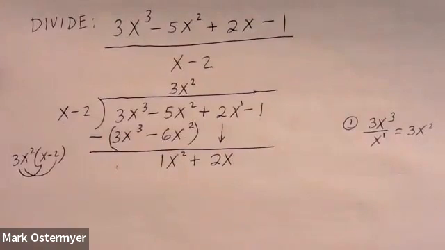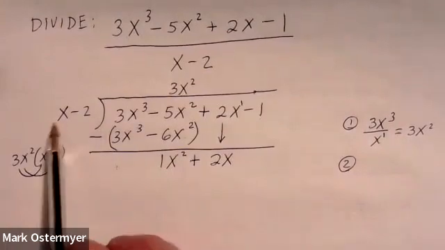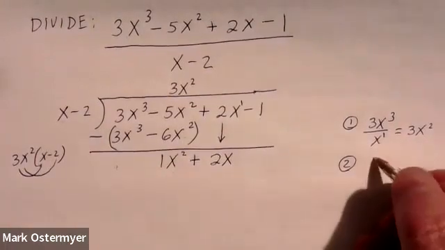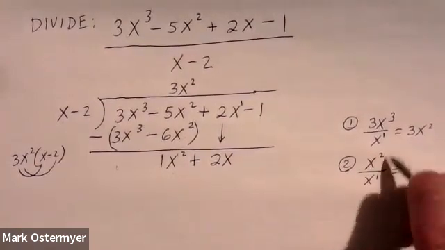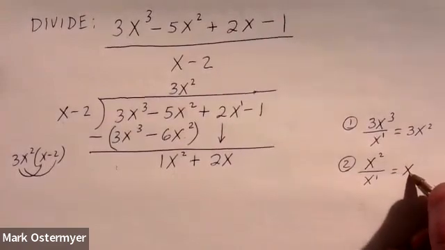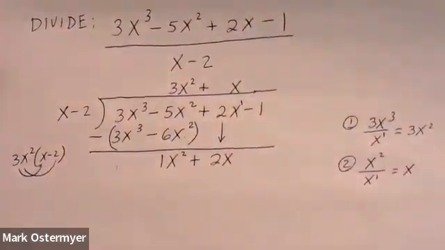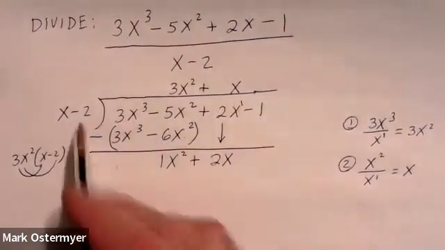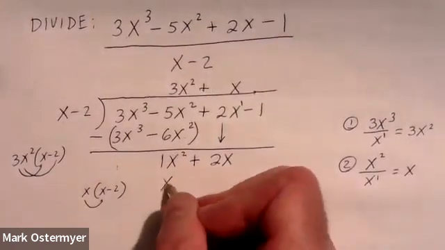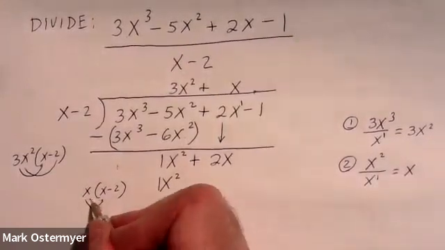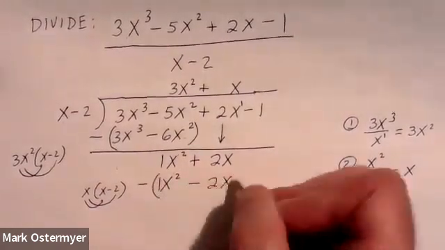And now we are to round 2 now. We ask ourselves for round 2, how many times does x divide an x squared? To answer that question, feel free to put the x squared over x and reduce this. That reduces down to just x. So plus x becomes the next term in our quotient. Take the x, multiply it by the divisor, and what do we get? X times x is x squared, or 1x squared, same thing. 1x times -2 minus 2x. Subtract off the whole polynomial.